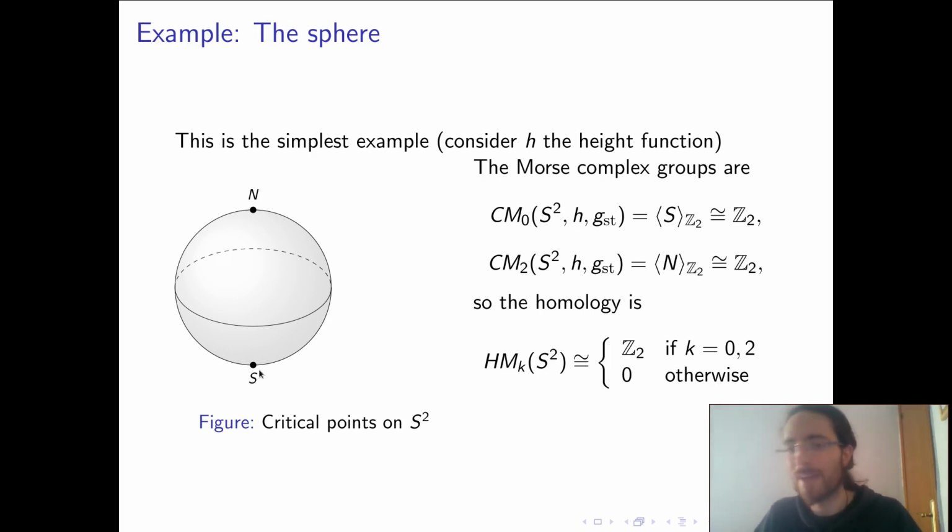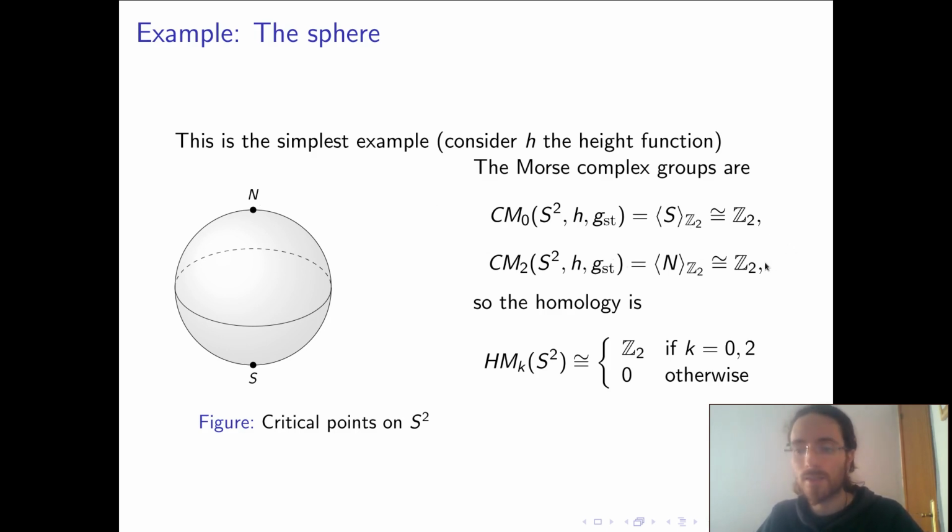So this is a very elemental example, because the Morse group of index 0, of rank 0, sorry, will be generated by the south pole. So it's just equivalent to Z2. We don't have a Morse group of index 1 because there's no critical point of index 1, and the second rank group of the Morse complex will be the one generated by the north pole, so equivalent to Z2.